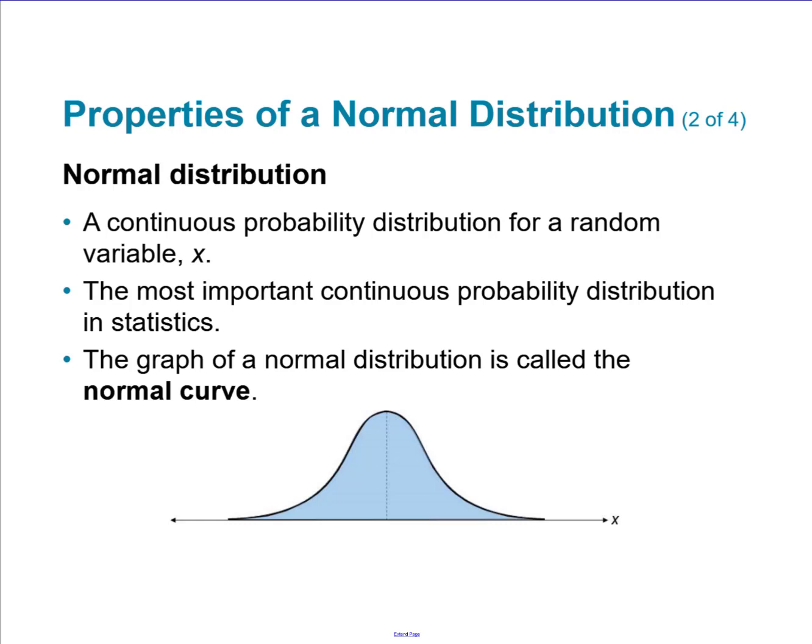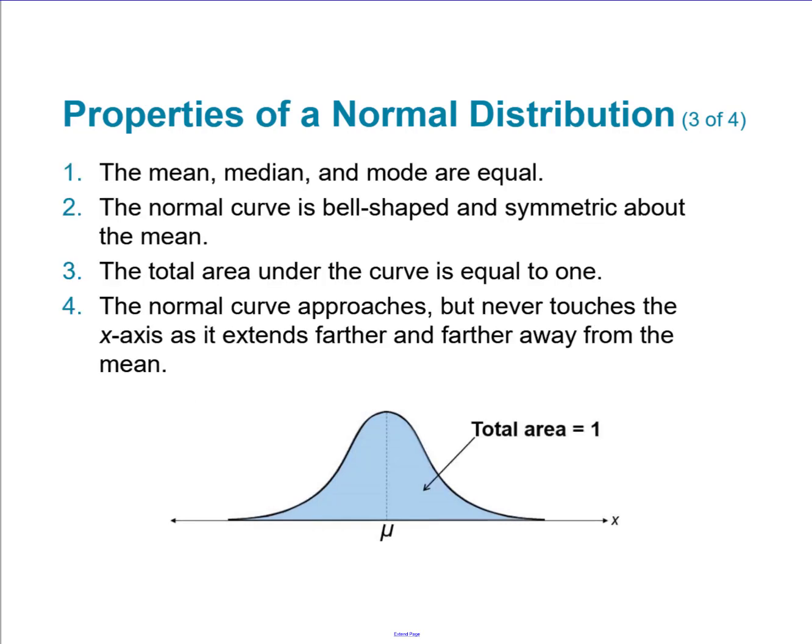And so the graph of a normal distribution is called the normal curve. The features of this normal curve: the mean, median, and mode are all going to be equal. Remember, this comes from the fact that this is a symmetric distribution, which is point number 2. So the normal curve is bell-shaped, symmetric about the mean. So remember what this means. Mean, median, and mode are all equal, and they're all in the middle, right? So mean, median, and mode all are right there together. So this is mu, but this can also be Q2 and the mode.